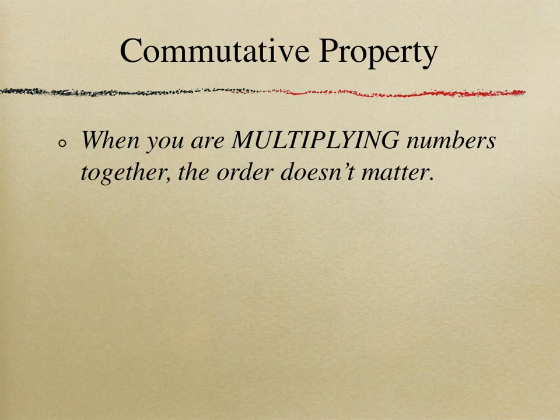First, we have the commutative property. Again, we think about commuting, that is going back and forth. The analogy in the last lesson was that when you're going back and forth between home and school, the distance is the same no matter whether you're going from home to school or school to home. The commutative property of multiplication says that when you're multiplying numbers together, the order doesn't matter. You know this intuitively because you know that 3 times 5 is the same thing as 5 times 3. You know that it doesn't matter which order the numbers come in a multiplication problem.